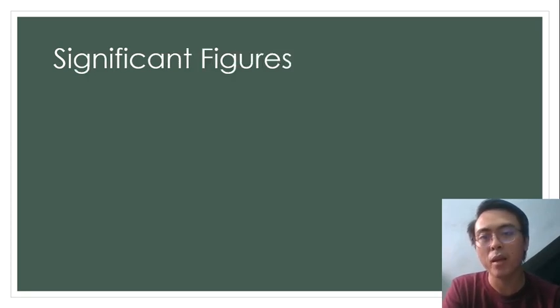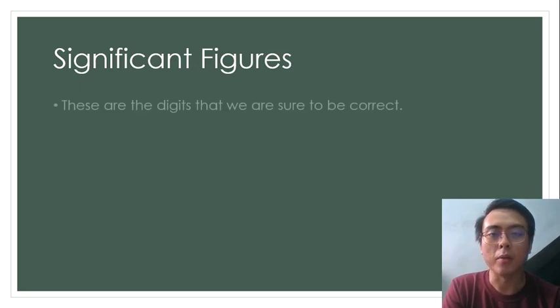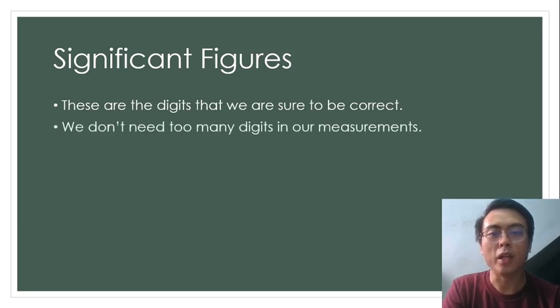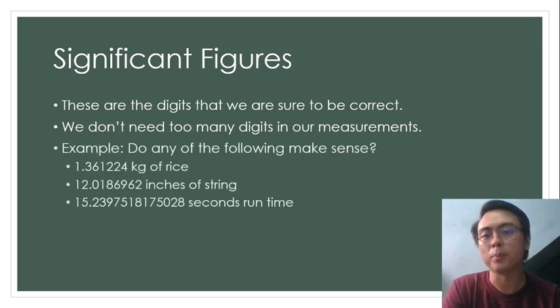Okay. Now, this is the most important part, significant figures. Significant figures are the digits that we are sure to be correct. We don't need too many digits in our measurements, and in your case, you don't need too many digits in your final answers. Let me give you an example. Does any of the following make sense?